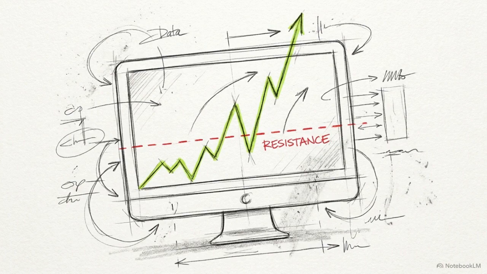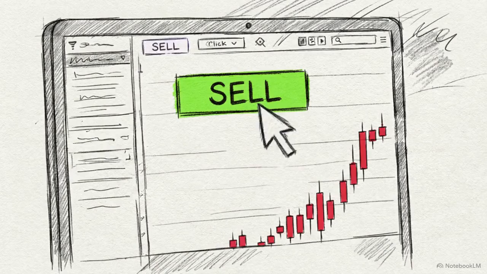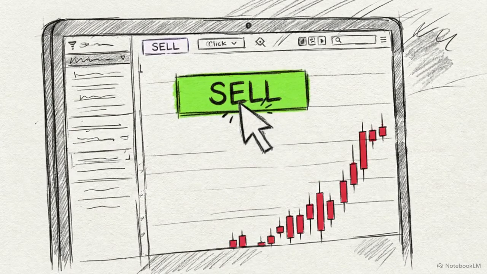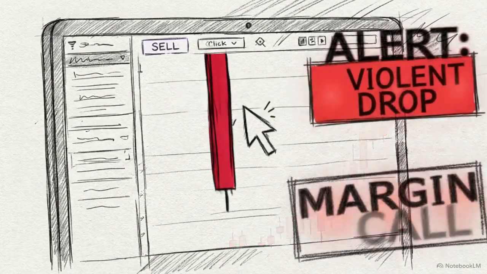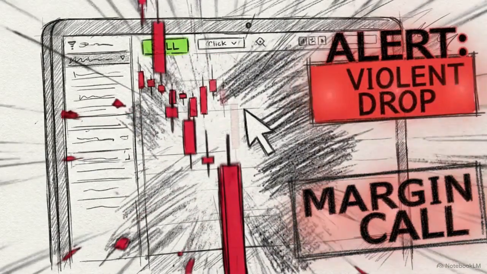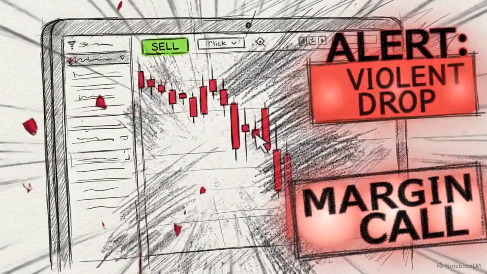A stock breaks above a known resistance level. Retail traders see the upward momentum, assume a breakout is confirmed, and execute buy orders. Immediately, the price violently collapses downward, wiping out their positions.